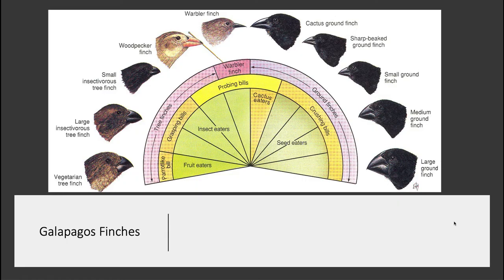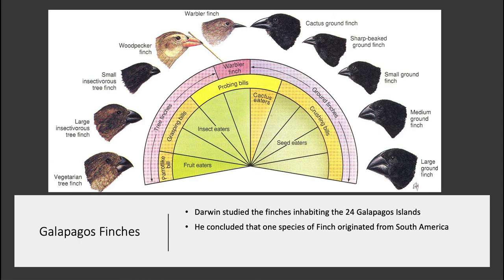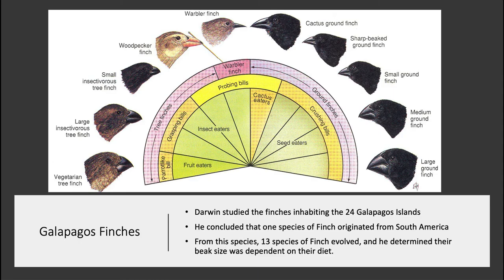So what he pretty much found was that on the Galapagos Islands during his trip, there were 24 different islands. He concluded that all of these finches originated from one finch from South America, and from that one species, 13 different finches evolved, right? And he figured out that all the finch beaks were different based on what they ate.